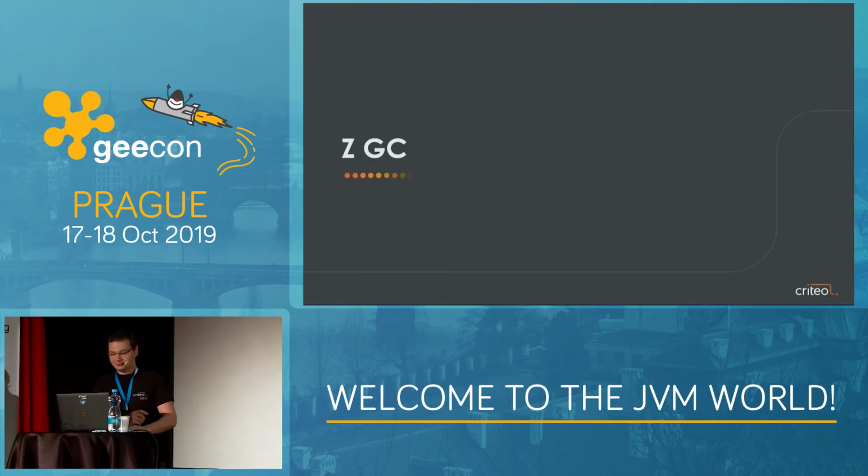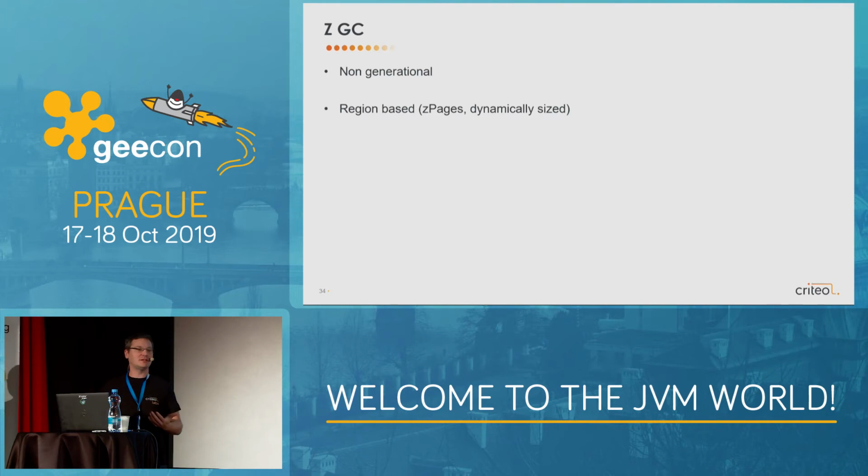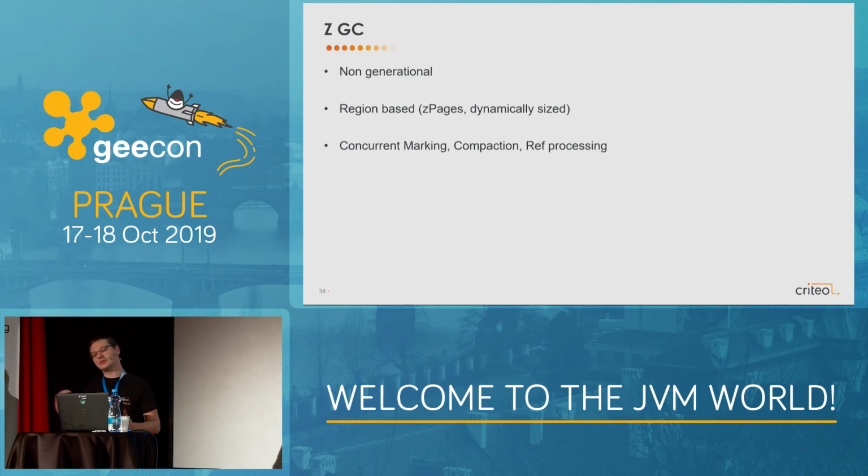Finally, the ZGC. It will be quick. It's non-generational right now. They plan to do a generational version in the next years, I don't know, they are planning to do this. It's region-based. They call the regions ZPages. It is dynamically sized. They do concurrent marking, concurrent compaction, but also concurrent reference processing. Reference processing is processing the weak, phantom, and soft references, or the finalizers, concurrently.